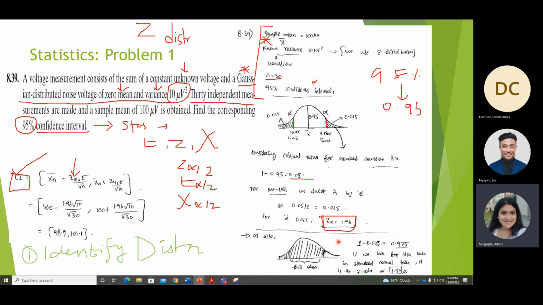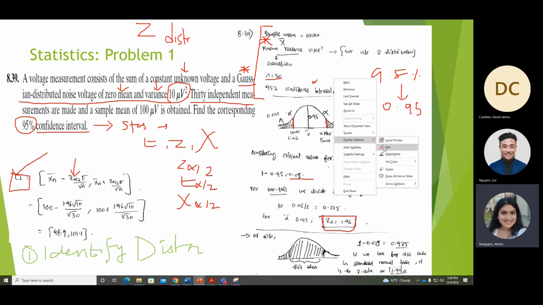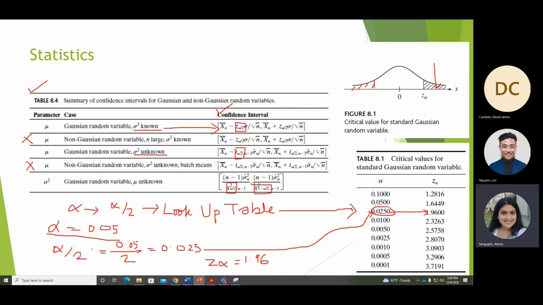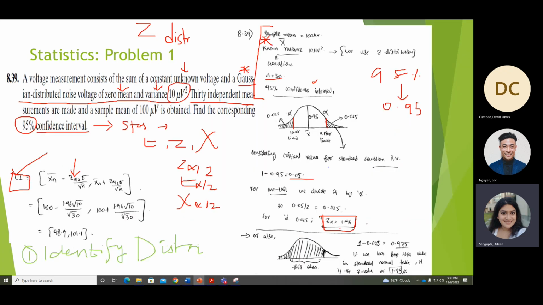This is not an important part of the problem. As you have found out from the table, if you have 0.05, you divide it by 2, because you are finding out for one specific tail, and then you look up Z of alpha, which is now 0.025. So the Z of alpha, according to that, is 1.96. That is what you write. Once you complete that, you move on to this step. Identify the distribution is your first step.